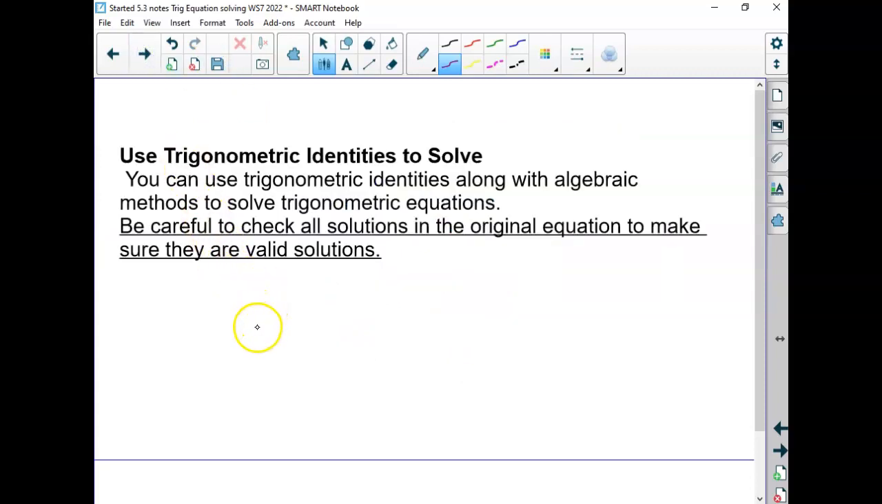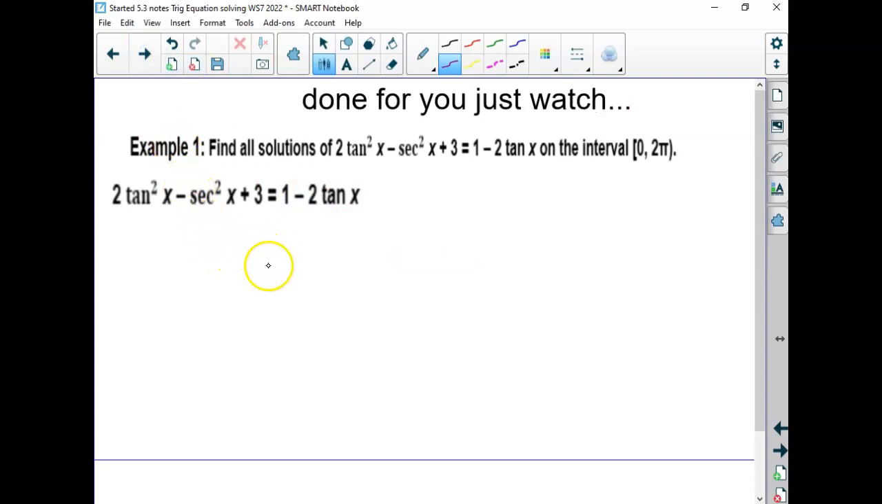All right. On 7B, since there's no front and back to any of these, you can use trig identities along with algebraic methods to solve trig equations. Be careful to check your solutions. I am not going to give you one on a quiz where you have to worry about checking your solutions. Okay, I did this one yesterday.